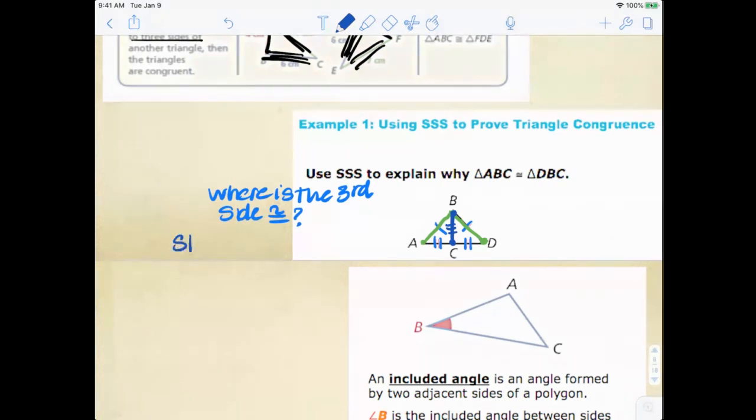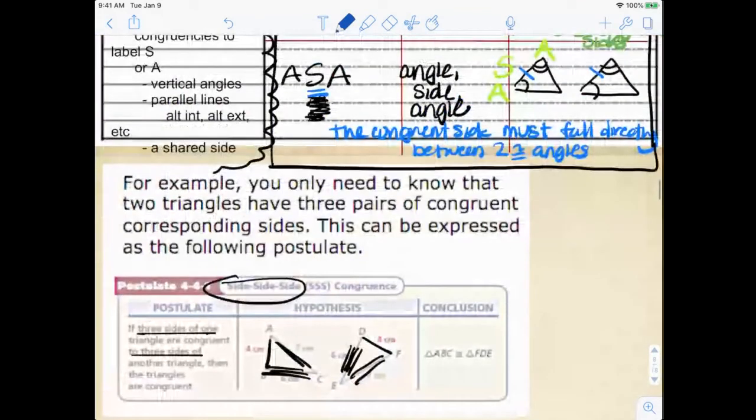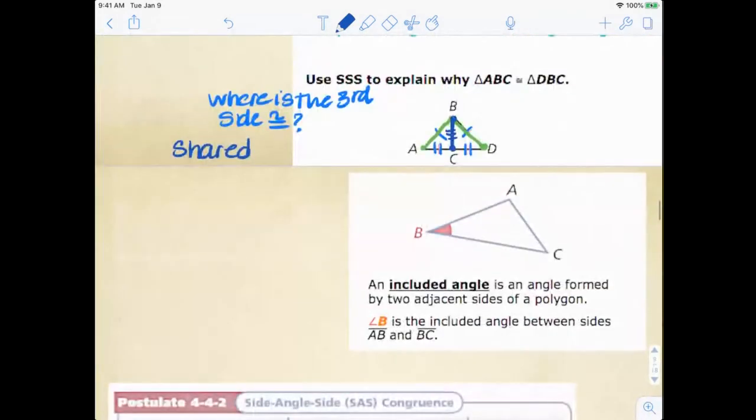Hopefully you noticed they are a shared side. Above, when we wrote down some little helpful hints, I said, oh, well, if they have a shared side, we've got to label them congruent. This is what a shared side is. So if you are confused on what that means, I would write this example down.